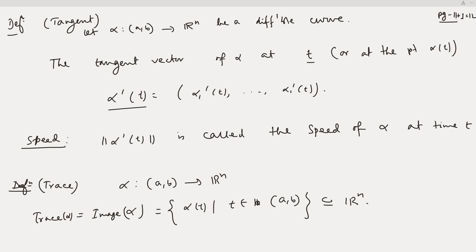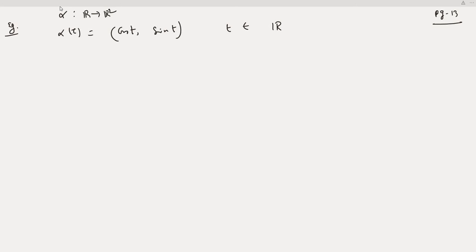So now we consider an example, page number 13. Consider alpha of t equal to (cos t, sin t), t belongs to R. So here alpha is from R to R2. The trace of alpha is basically a circle.